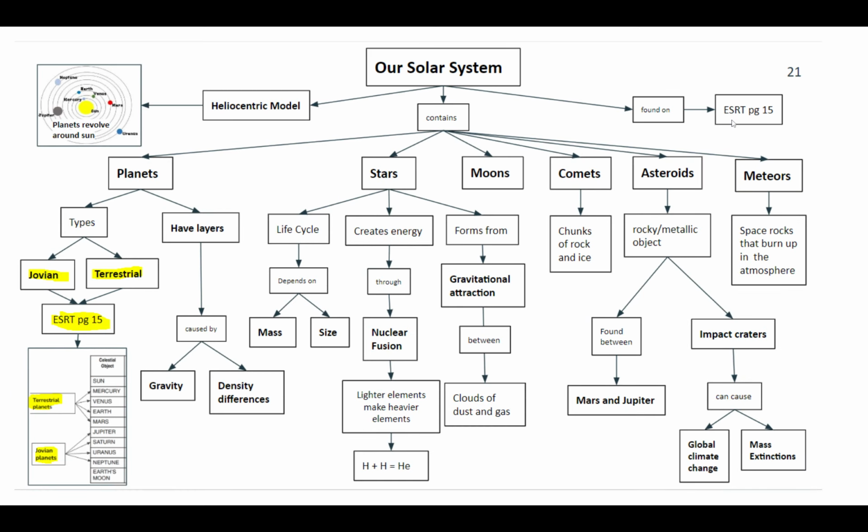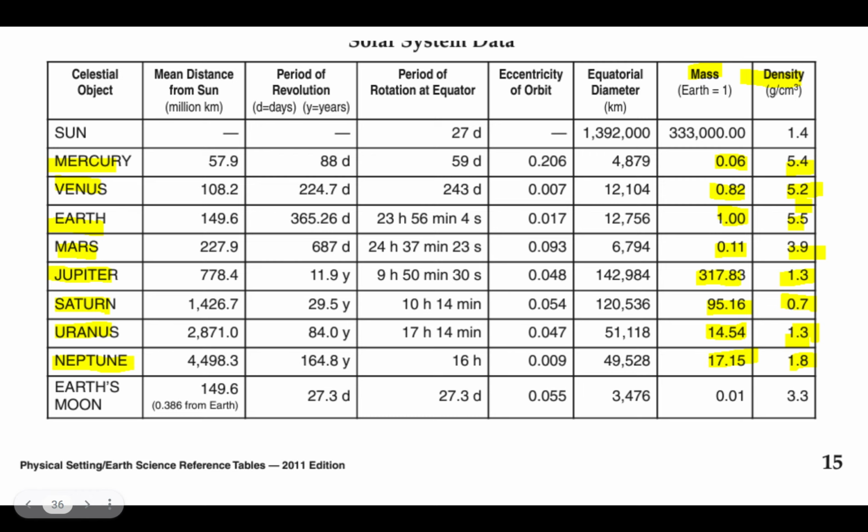So if you go on your Regents Review packet, page 21, you'll see that the Jovian and terrestrial planets can be found on your reference table, page 15, right here. Mercury, Venus, Earth, and Mars are terrestrial planets, the first 4 planets closest to the Sun. And then Jupiter, Saturn, Uranus, and Neptune are Jovian planets, the 4 planets farther away from the Sun. So if you go on your reference table, page 15, you'll see that compared to terrestrial planets, Jovian planets have a higher mass, but they have a lower density compared to terrestrial planets.